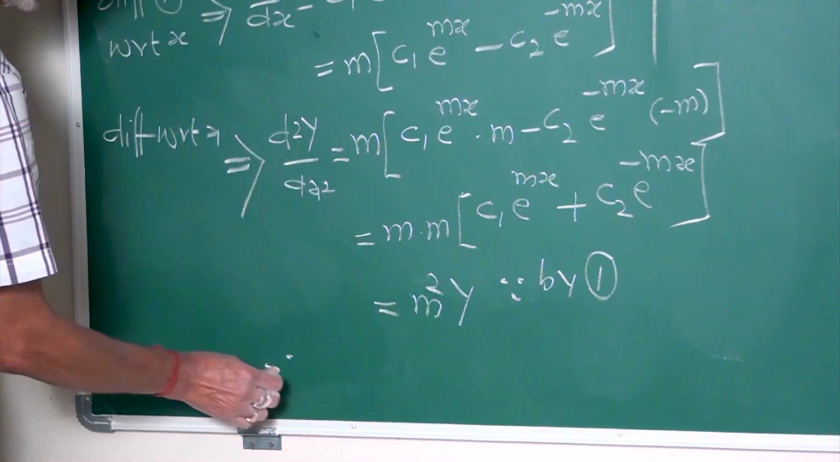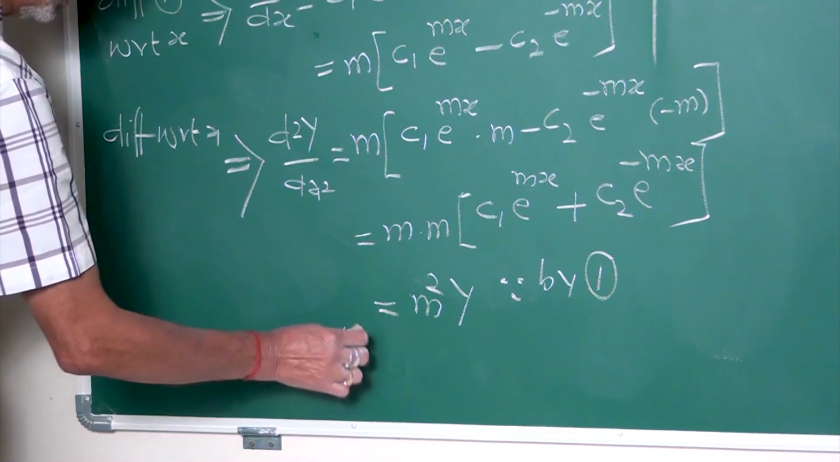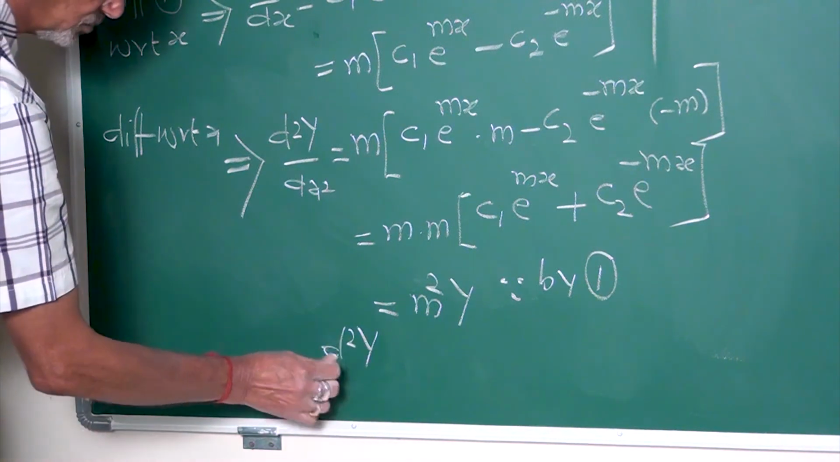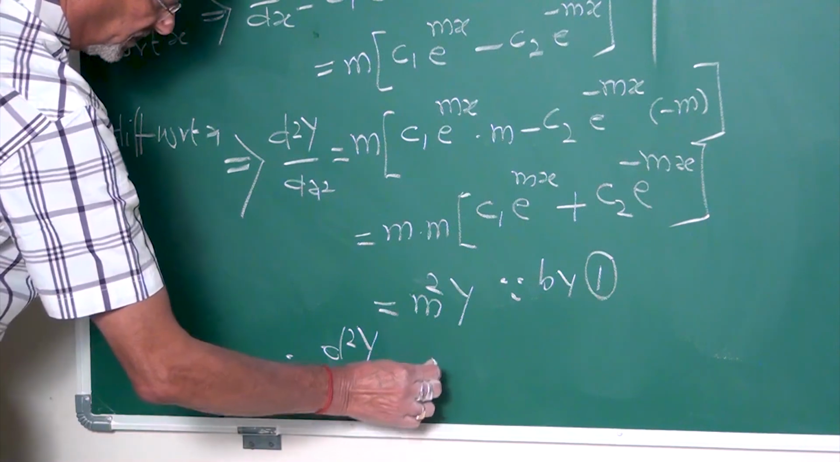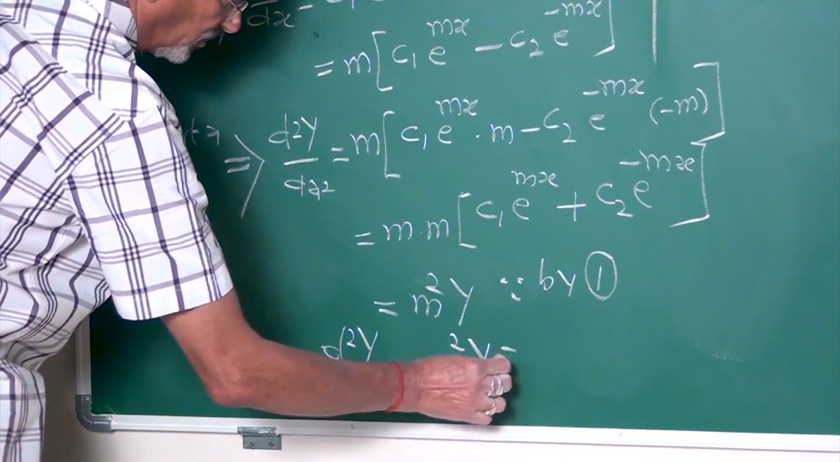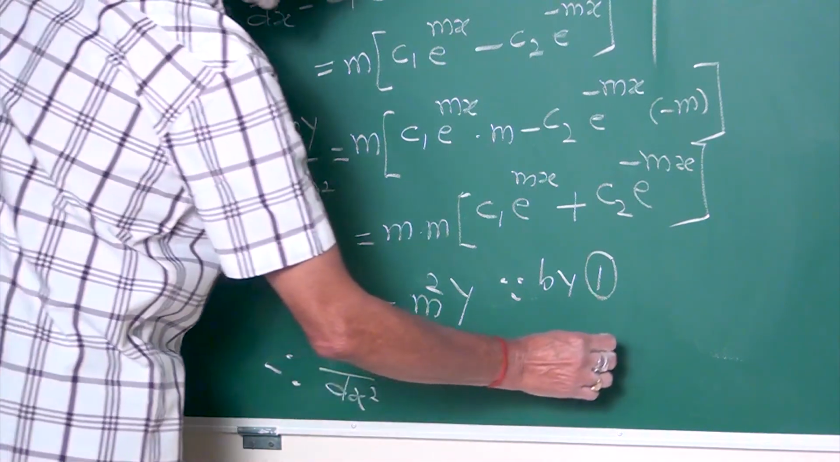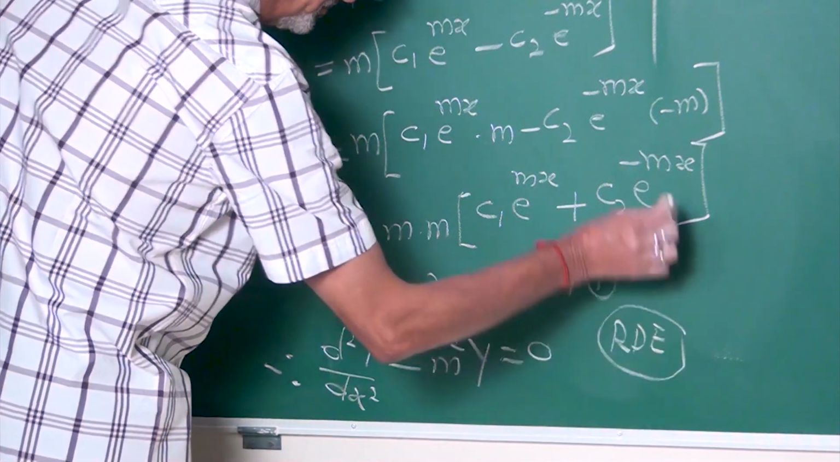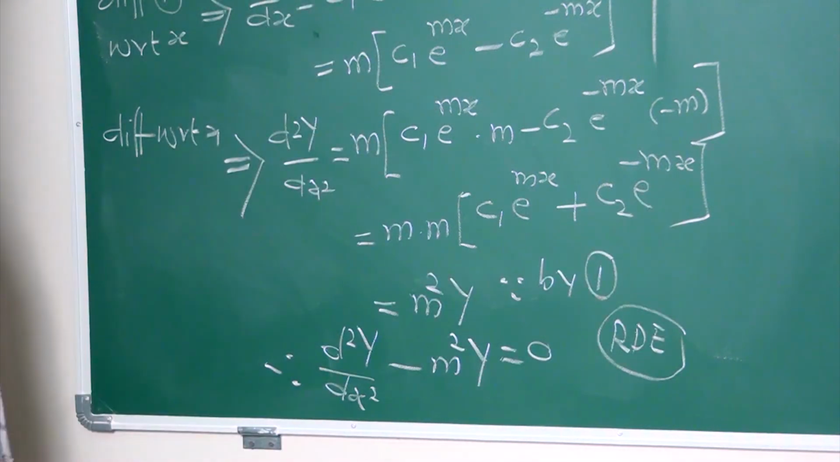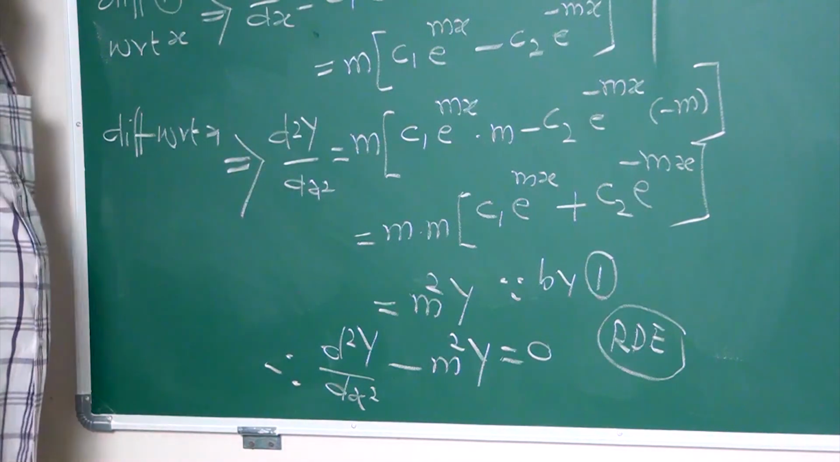Taking this side, therefore d2y by dx2 minus m square y equal to 0. This is the required differential equation. Required differential equation. Simple example, my friends.